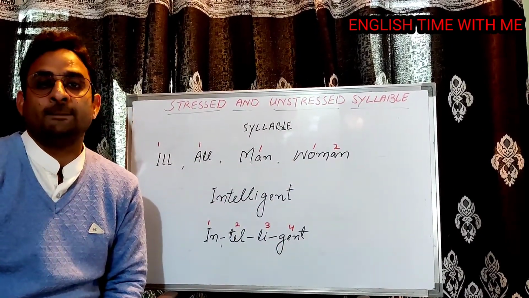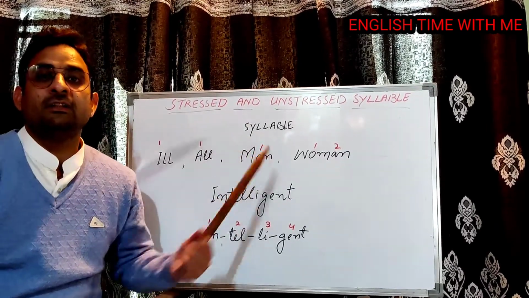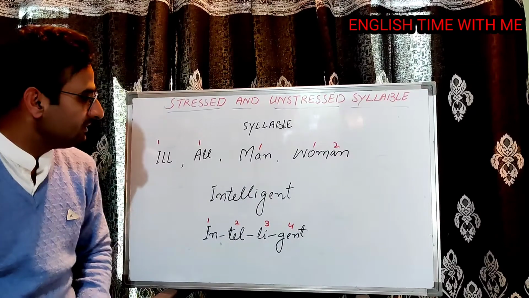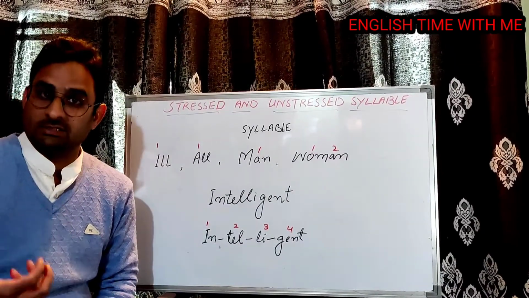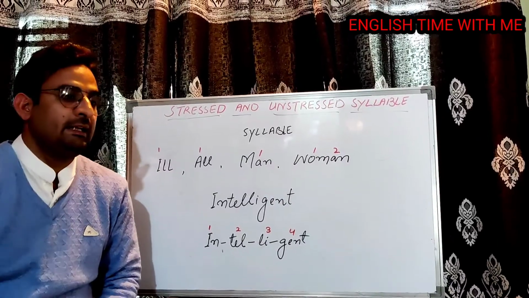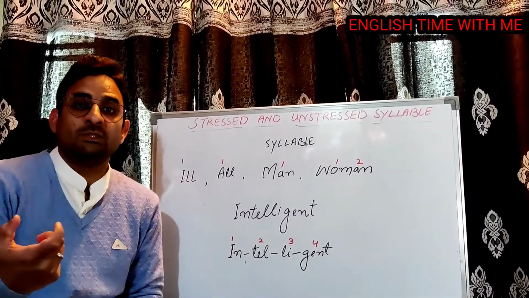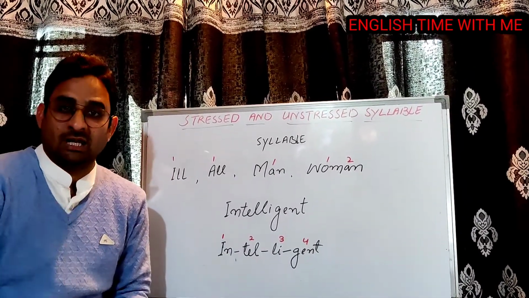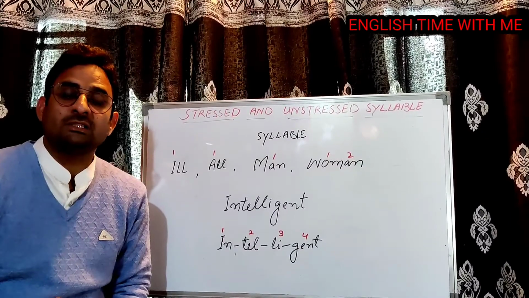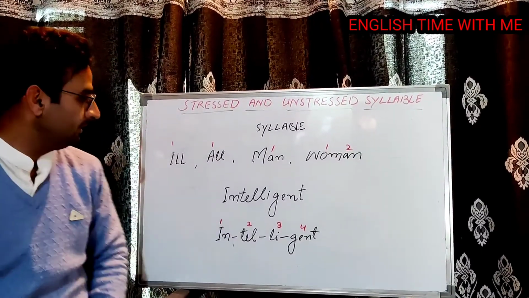First, I would like to make it clear what actually a syllable is. What is a syllable? This is basically a sound, a vowel sound in a word. There can be one vowel sound in a word, that is a one syllable word. If you have a two syllable word, it means there are two vowel sounds. If there are three vowel sounds in a word, it means there are three syllables in a word.